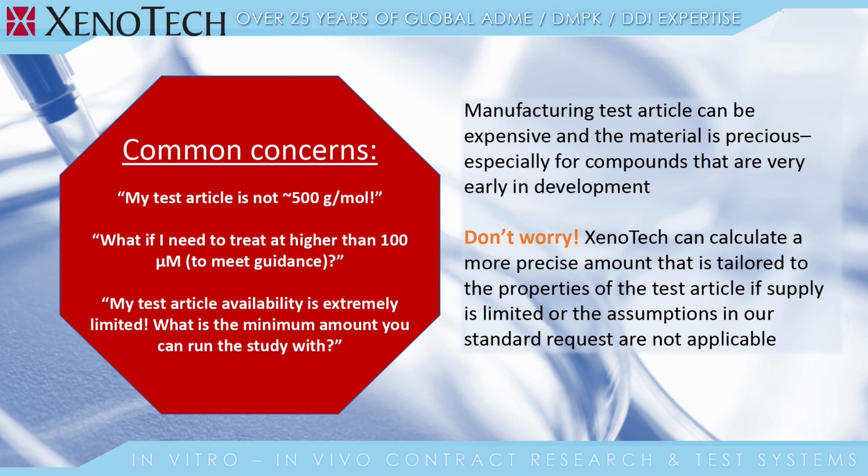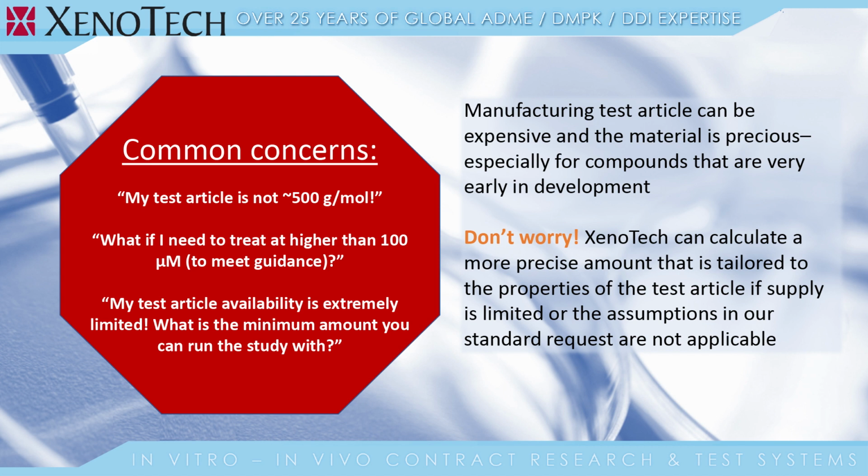So commonly we'll hear things from people saying, well, my test article is not 500 grams per mole, it's 750 grams per mole, or it's 100 grams per mole. Or what if I need to treat higher than 100 micromolar? Maybe guidance says that I need to treat at 700 micromolar. Or, hey, I don't have a whole lot of test article. What's the absolute minimum amount that you can run the study with?